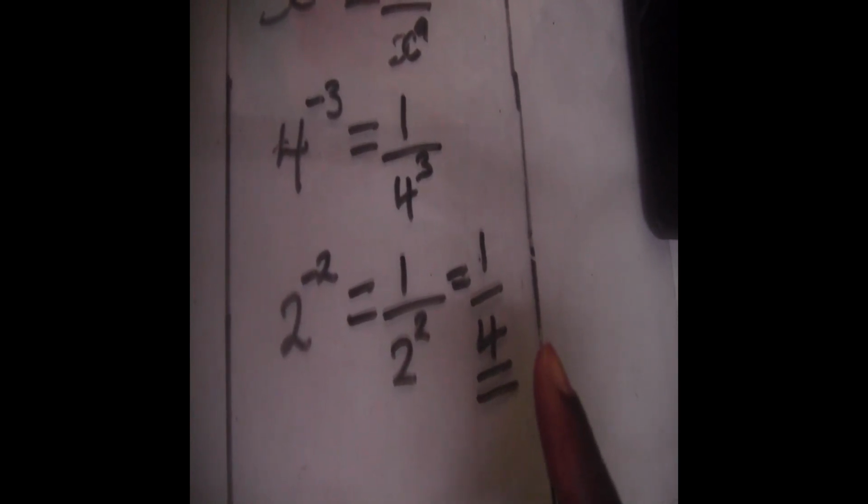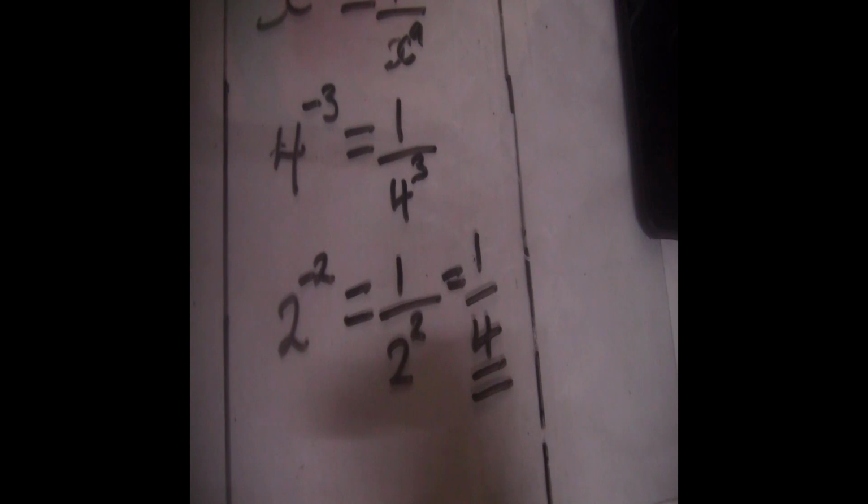You take the number to the denominator and the index changes from negative to positive. Don't forget that. When you're given a number with a negative index, take the number to the denominator and it will make the index positive.